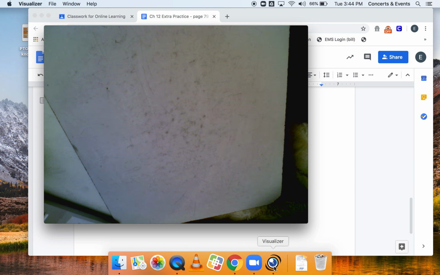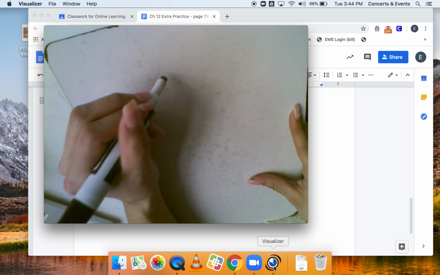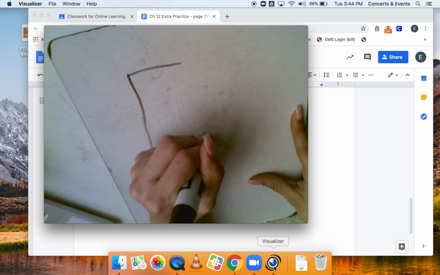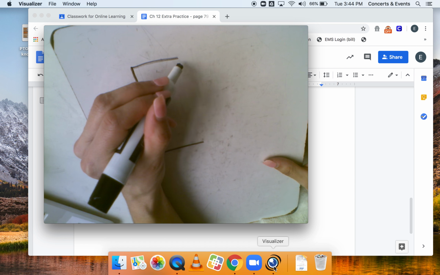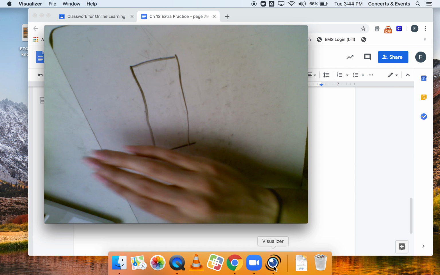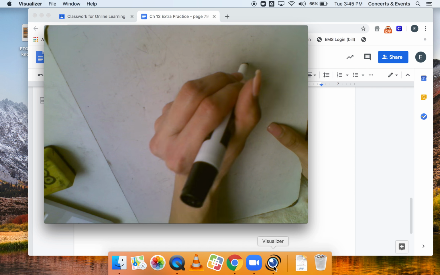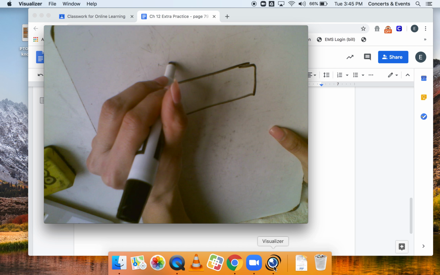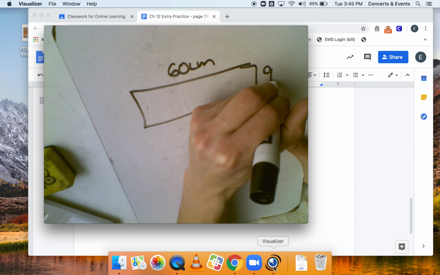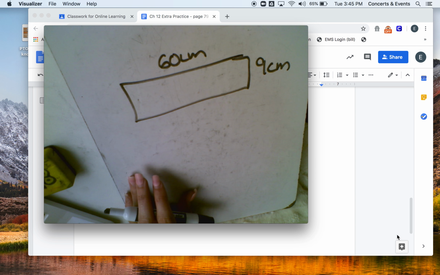So here's what I stop and do before I read. Obviously it's a rectangle because one side is longer. So it's actually like a skinny piece. Actually, you know what? I'm going to make mine this way. So it's 60 centimeters by 9 centimeters, okay? So I know this side's 60, I know this side's 9.